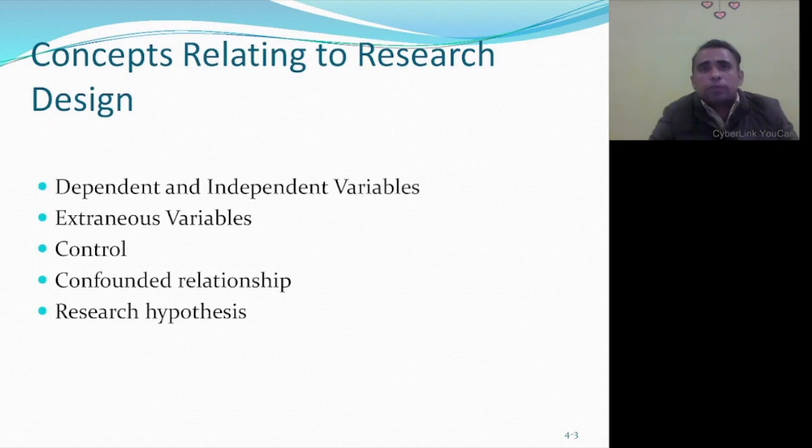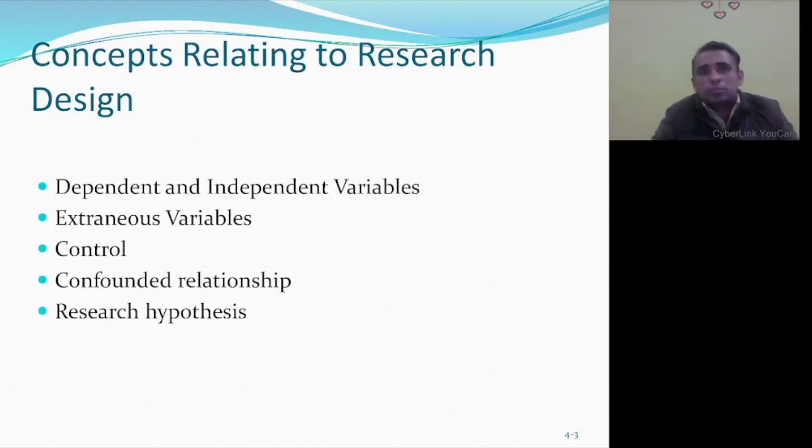Confounded relationship: when the dependent variable is not free from the influence of the extraneous variable. So the relationship between the dependent and independent variable is said to be confounded by the extraneous variable. So next one is research hypothesis.